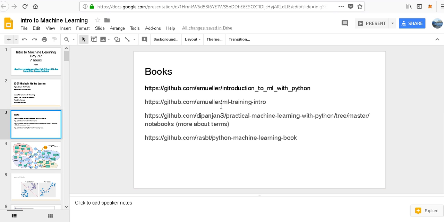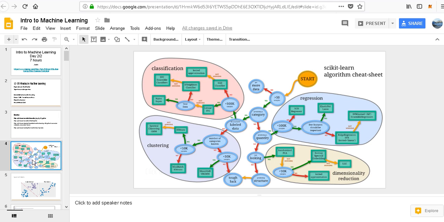And if you were to practice something before you come to the session, these are the 4 GitHub accounts of books that are very famous. Generally, this session is 80-90% about the scikit-learn library, about things like regression, classification, clustering, and dimension reduction. So if you can read about the scikit library, that helps a lot.